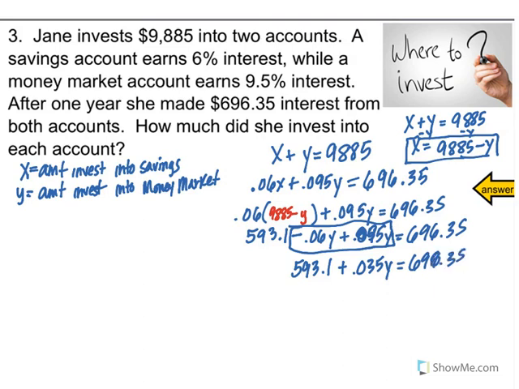I subtract 593.1 from both sides. Again, we're solving for y, so I need to get everything away from that. What we have is 0.035y equals 6 minus 5 is 1, 9 minus 9 is 0, 6 minus 3 is 3, 3 minus 1 is 2, 5 minus 0 is 5, so we have 103.25. Last step is to divide by the coefficient, which in this case is 0.035.